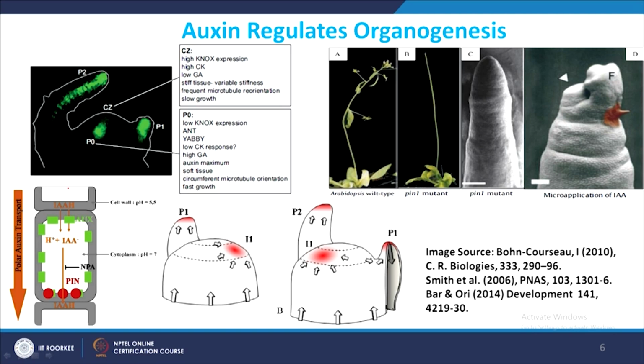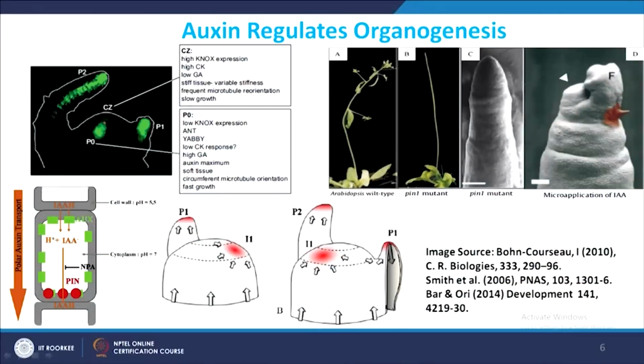Another very important thing always associated with the PIN proteins is that they can be asymmetrically localized in the cell. One particular cell wall may have the PIN proteins, which means their asymmetric localization in the cell wall can provide a direction for auxin movement. So, if PIN is localized here, then auxin can move from here to here. And this kind of polar auxin transport basically helps in gaining auxin maxima in some of the tissues.